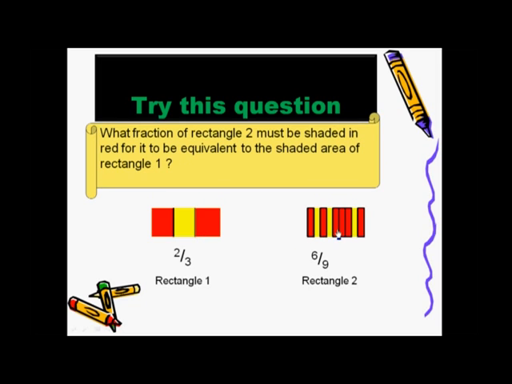So how many 1/3 would that be? 2 1/3. However, the name of this part is 1/9. Why? Because there are 1, 2, 3, 4, 5, 6, 7, 8, 9 parts. But how many parts out of the 9 are shaded? 1, 2, 3, 4, 5, 6. So we're seeing that 6/9 and 2/3 have the same value, but they are different.